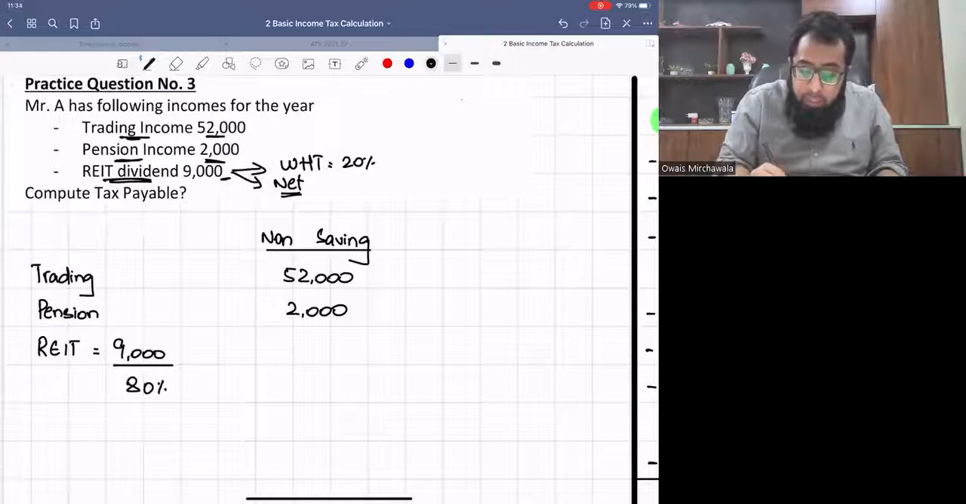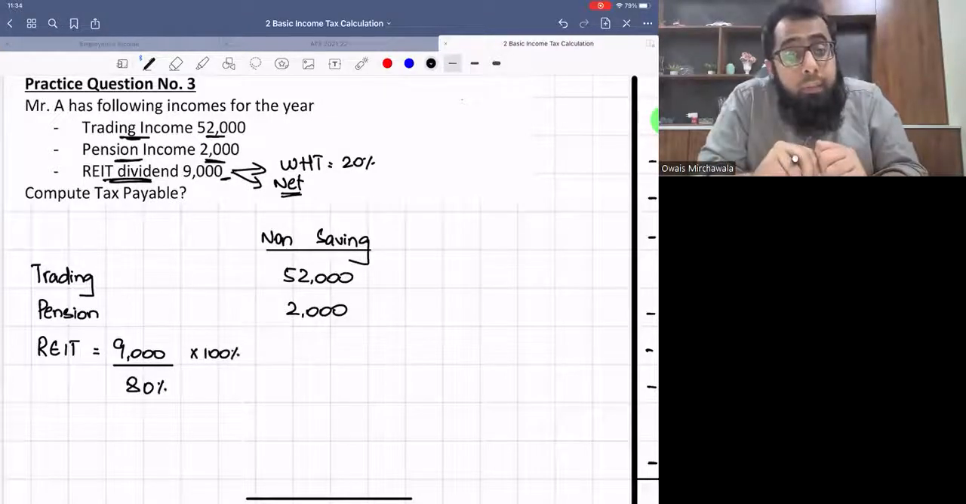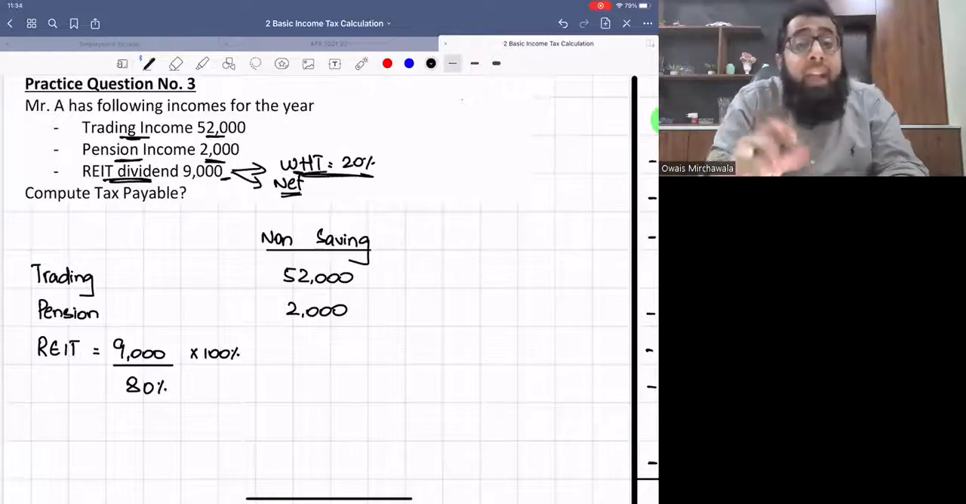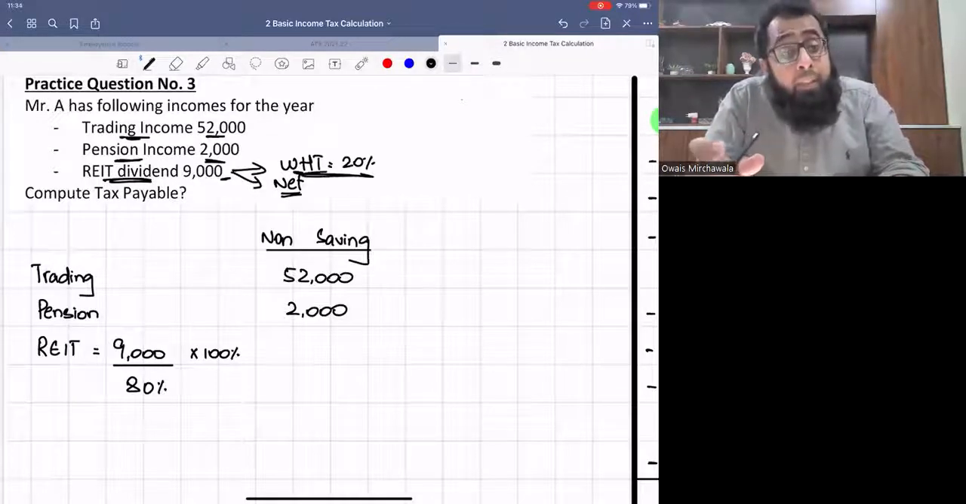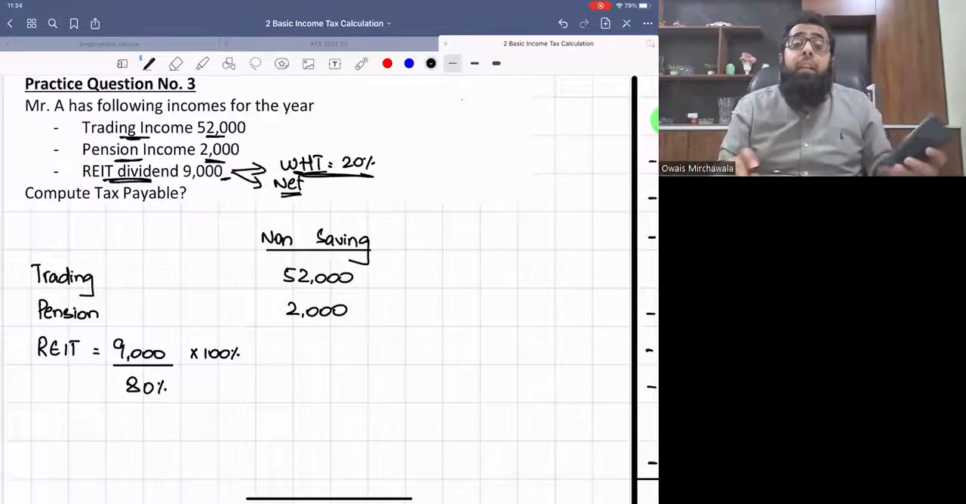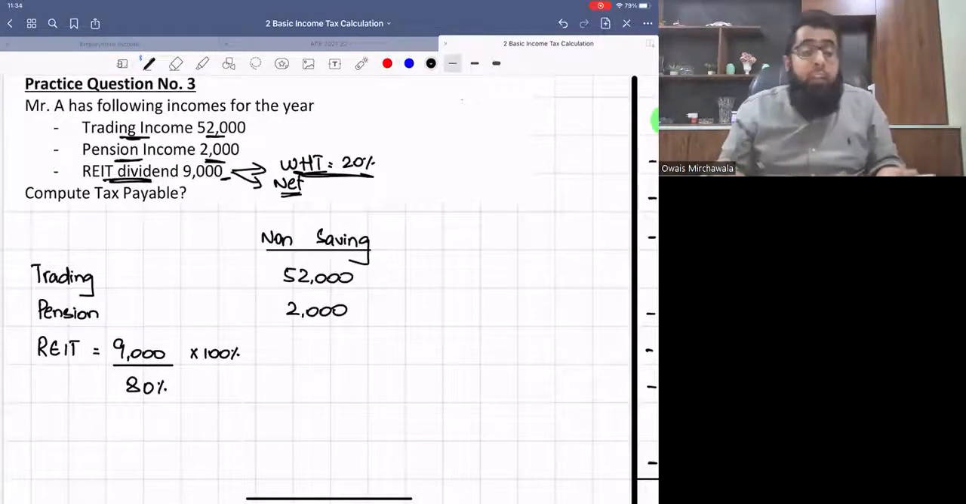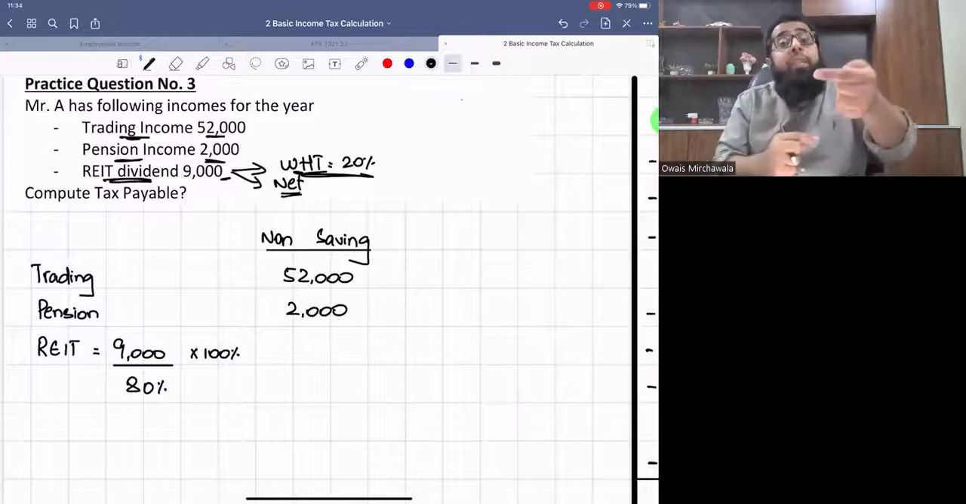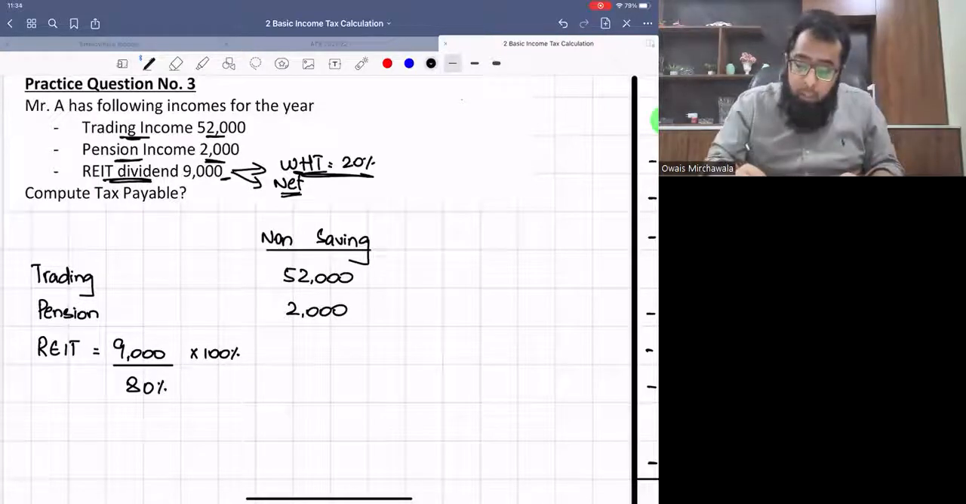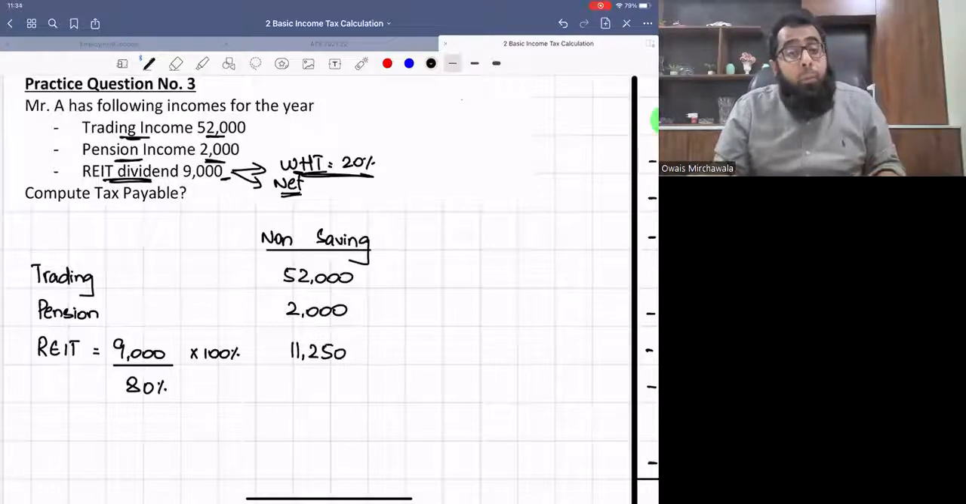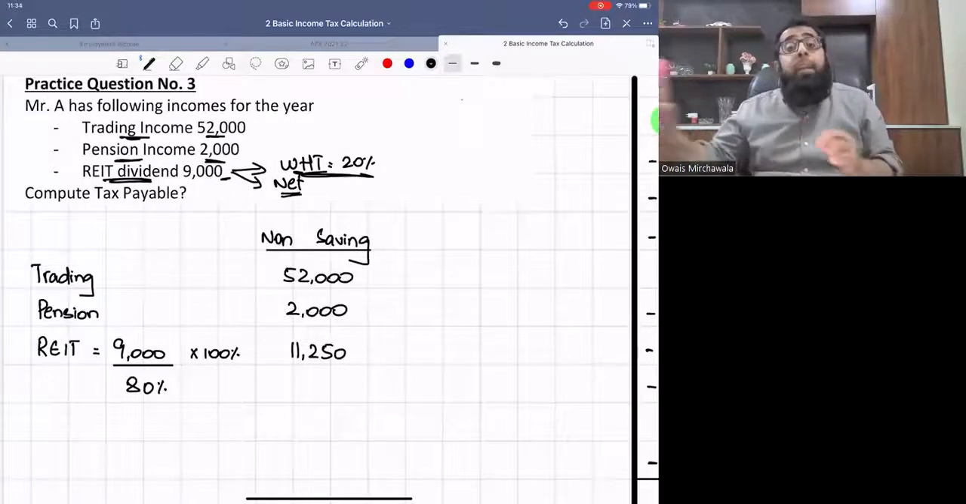First, we will calculate the total tax. The withholding tax, the advance tax, is 20%. Since the examiner is silent, we are assuming that it is net, so we will gross it up. The gross amount is 11,250. I will repeat it again.